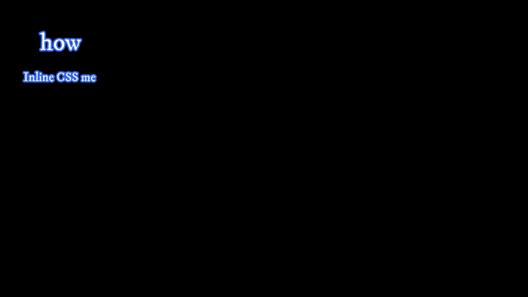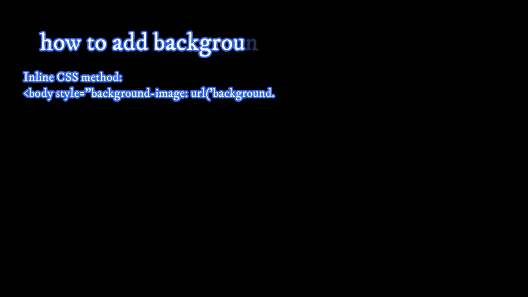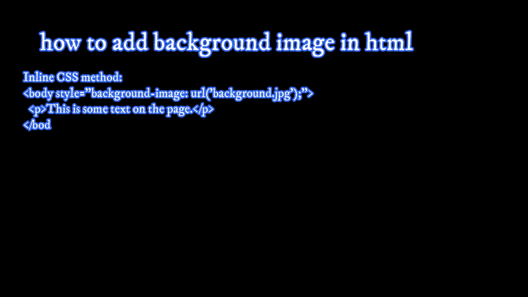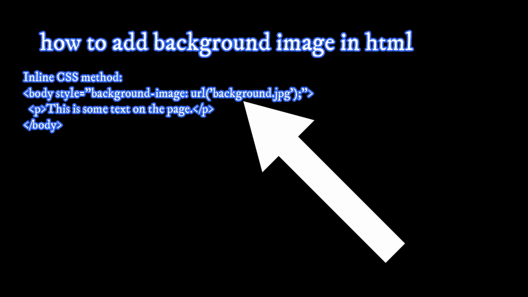How to add background image in HTML? To add a background image to an HTML page, you can use the background-image property in CSS, cascading style sheets. Here's an example of how to add a background image to the body element. Note that you need to replace background.jpg with the file name and path of your background image.